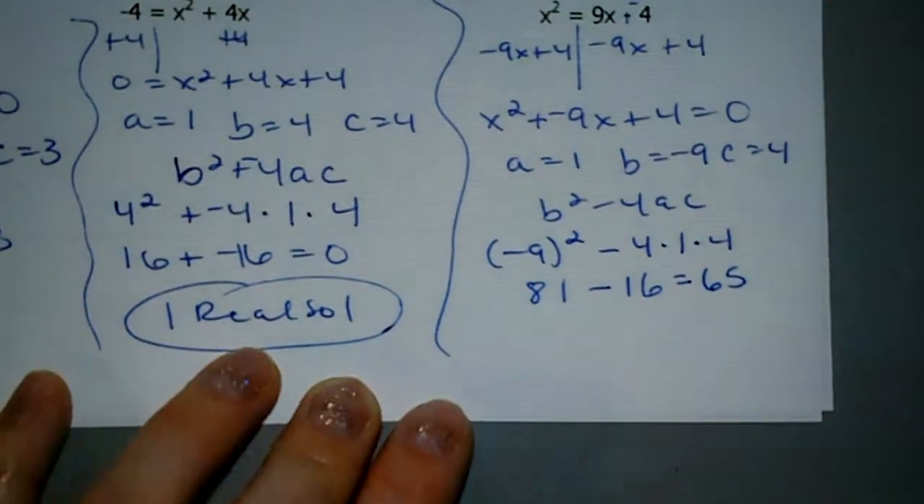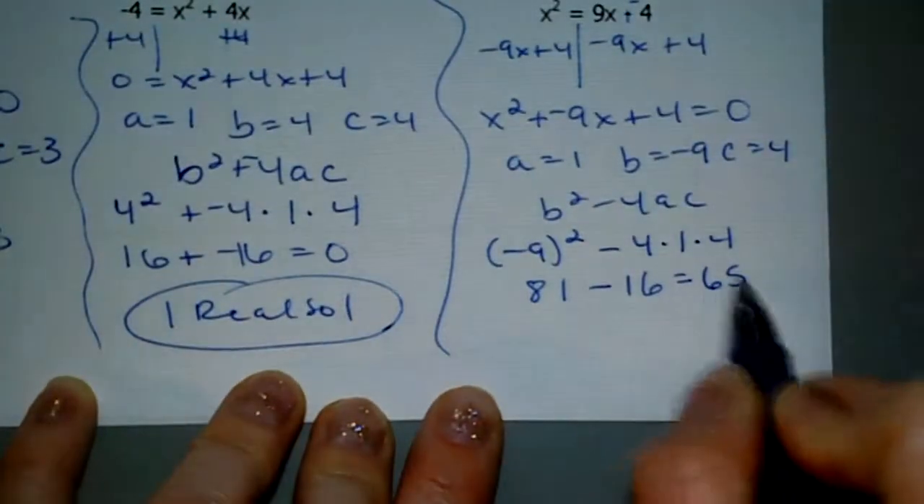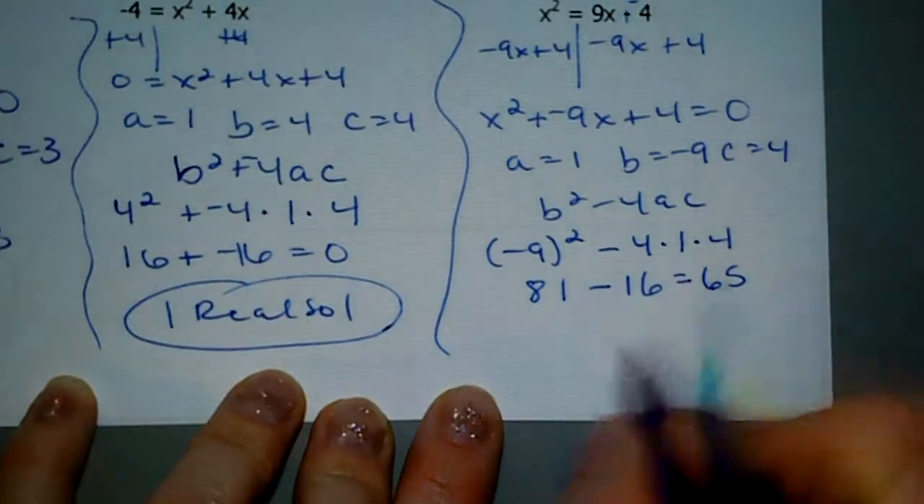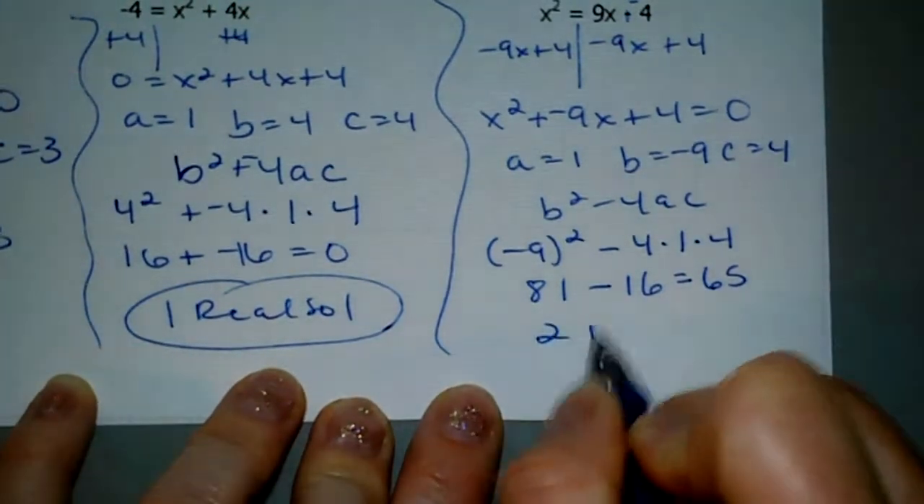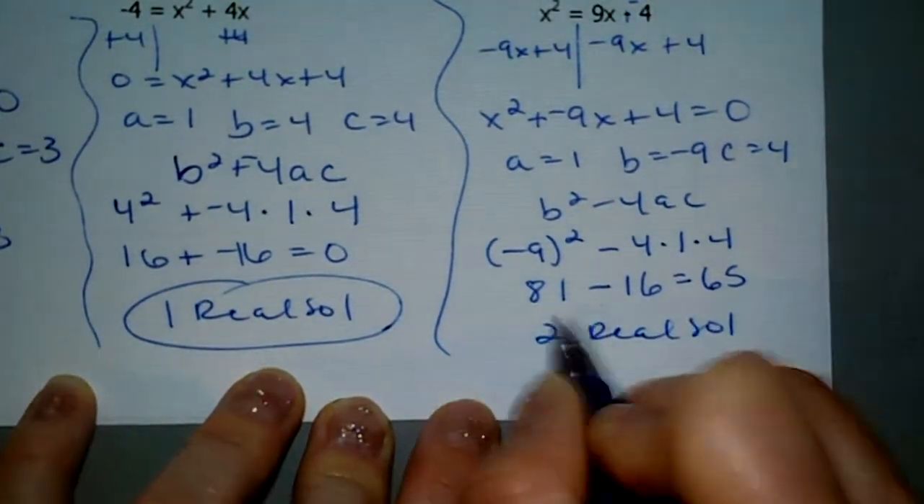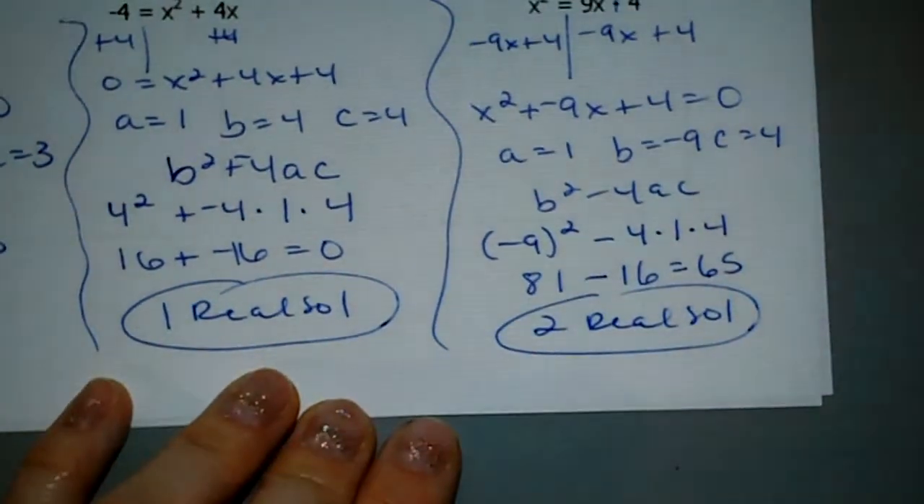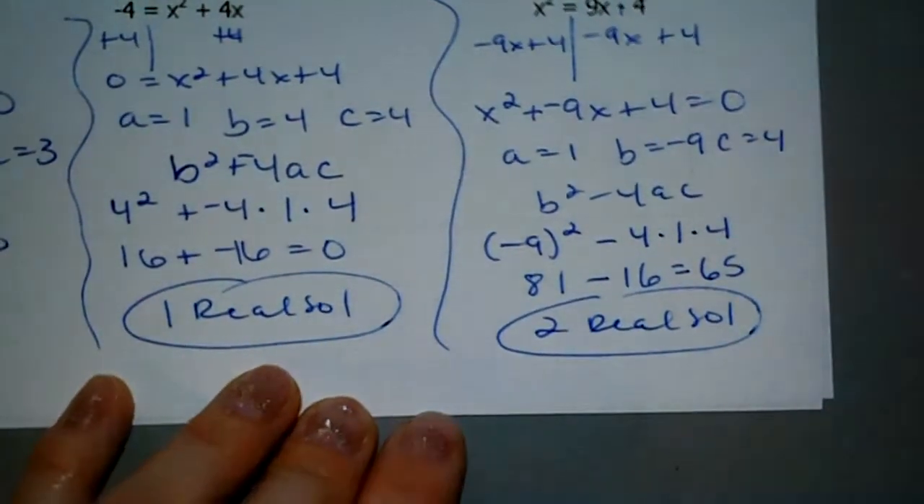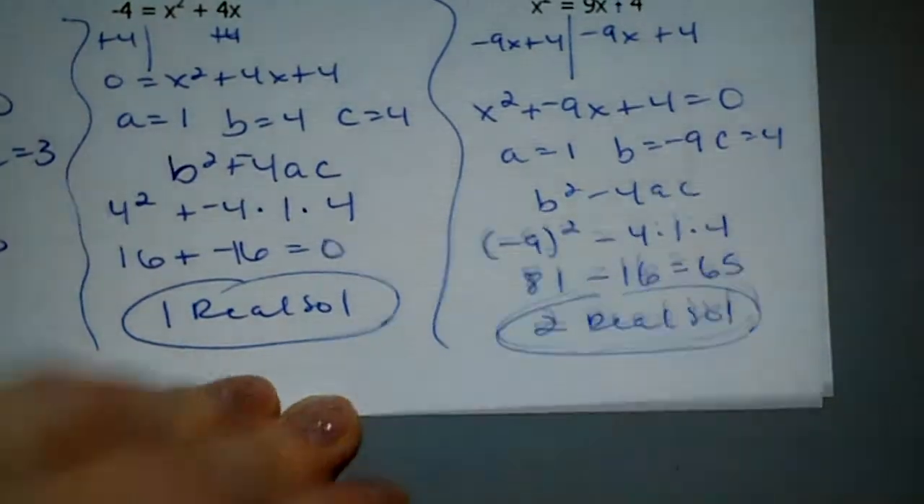That's not the answer. That just tells me, hey, there are two answers because the discriminant is greater than 0. So 2 real solutions. All right, we're not done. I know, seems crazy, but we're halfway there. All right, turn your page.